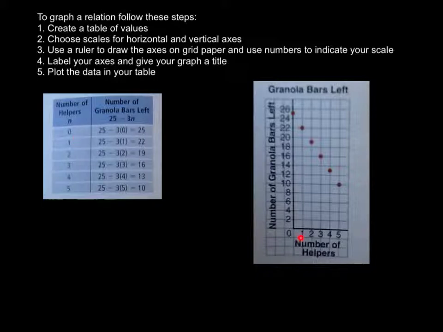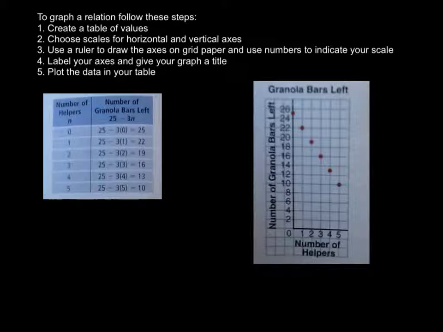When my number of helpers is 1, my number of granola bars left over is 22. So that's how they've plotted that second point there. When their number of helpers is 2, their granola bars left over is 19. So you can see where they've plotted their third. When their number of helpers is 3, the granola bars left over are 16, and so on and so on. So they've just gone through their data table, followed along their x-axis for their number of helpers, and then found their y-axis value for number of granola bars left over.